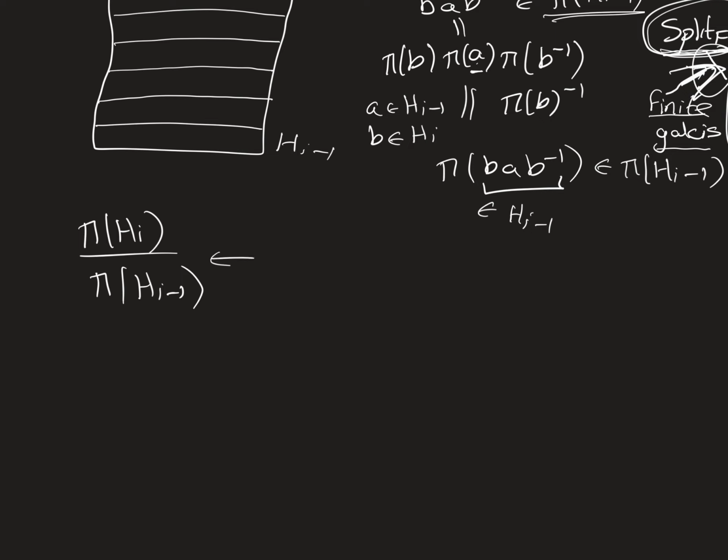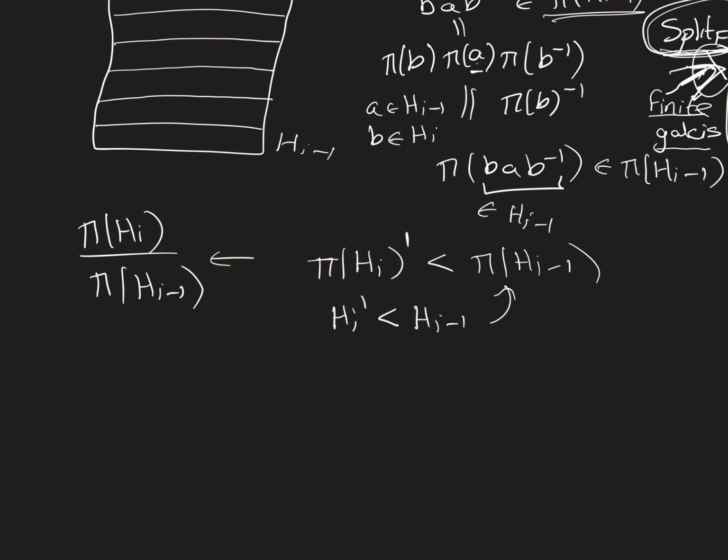So this will be abelian if the commutator subgroup of pi of H_i, which we'll call pi(H_i)', so the derived subgroup or the commutator subgroup, if this is contained inside pi of H_{i-1}, then this quotient will be abelian. What we know, of course, is that because H_i quotiented out by H_{i-1} is abelian, we know that H_i' is contained inside H_{i-1}, and this is then going to allow us to prove this.